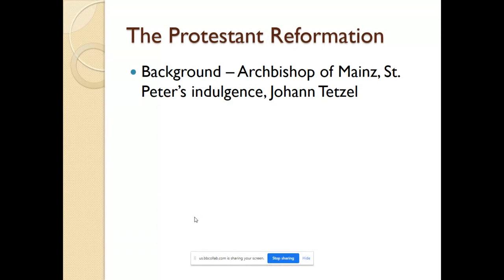Martin Luther has a very big problem with this because of what an indulgence is. Now, I am not an expert on medieval Catholicism. I will admit that right off the bat. But this is the way that it worked. If you were a Catholic in the medieval church and you committed a sin, there were two parts to it.